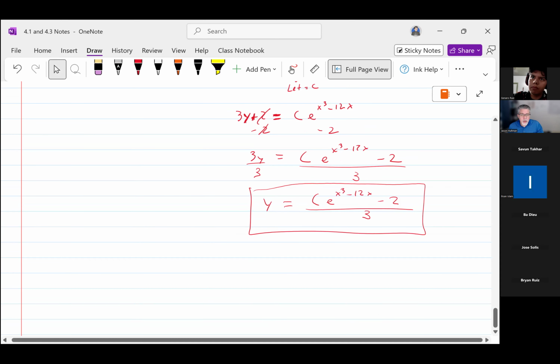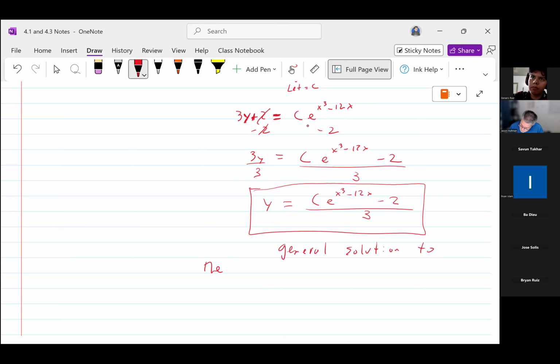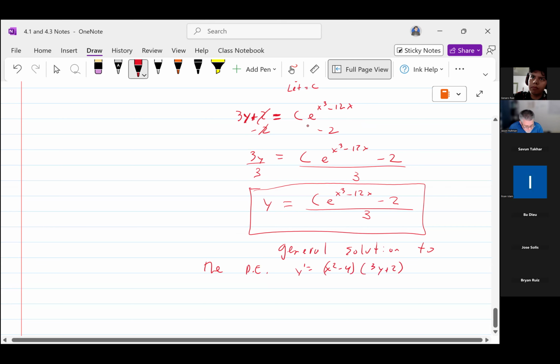And so this is the general solution to the differential equation y prime is equal to x squared minus 4 times 3y plus 2. Okay, so that's the general solution.